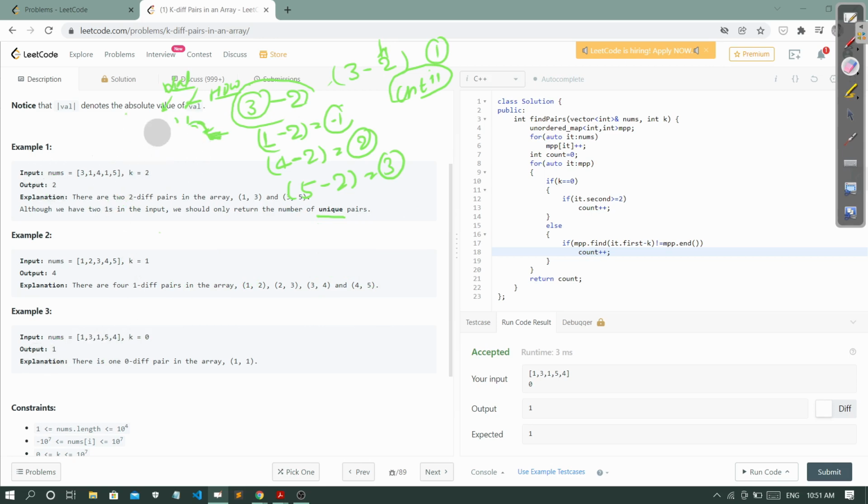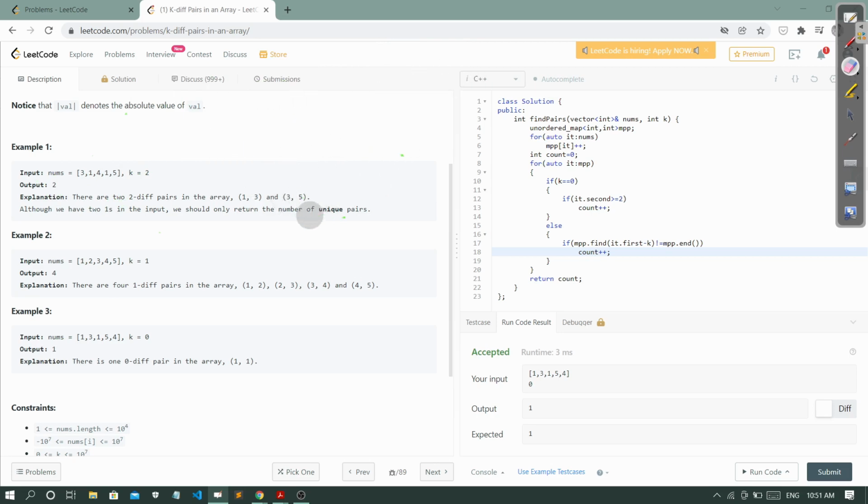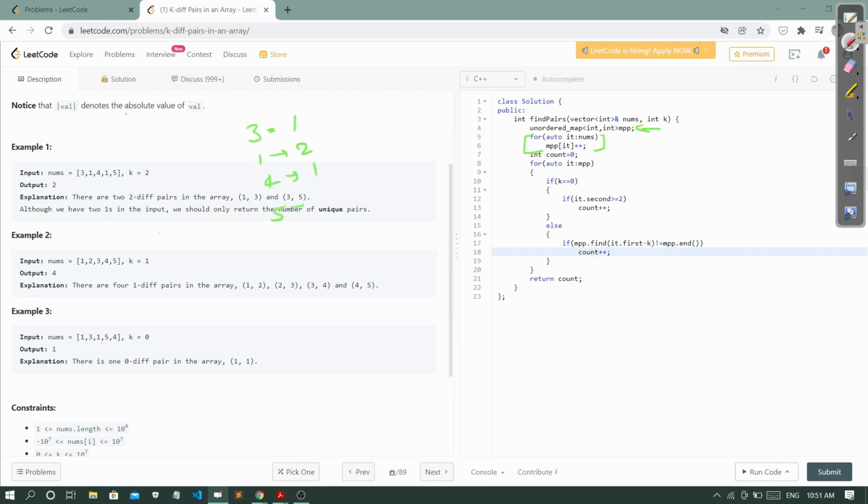So let's see the code for better understanding. What I have discussed, I will do all those things in the code section. So let's try to understand. See, I take an unordered map in which I count the occurrence of each element. So in that case we have calculated that 3 occurs 1 time, 1 occurs 2 times, 4 occurs 1 time, and 5 occurs 1 time.